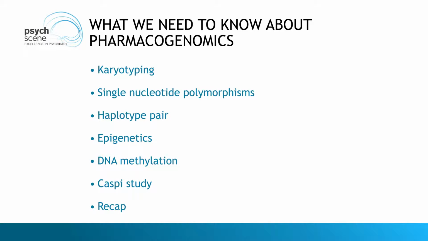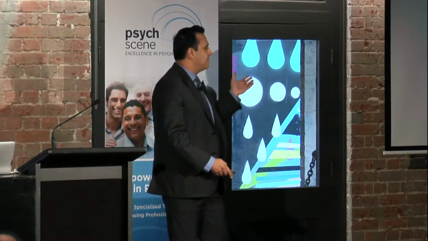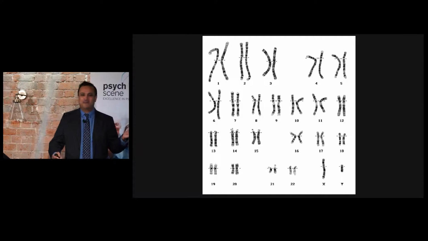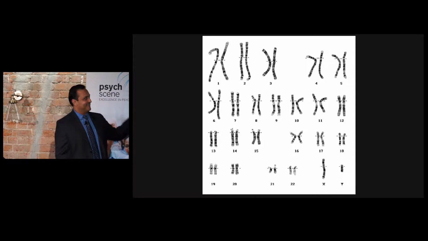Most of us have seen pictures like this. We remember this from medical school, the karyotype. For me, this is like the first digital camera. Remember the first digital camera? It was exciting, but it was so grainy. The resolution was really poor. So this is like the first digital camera.